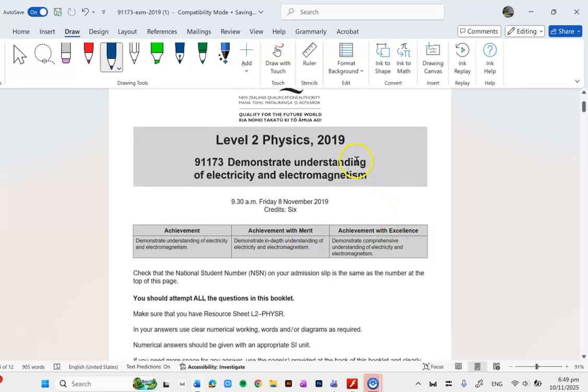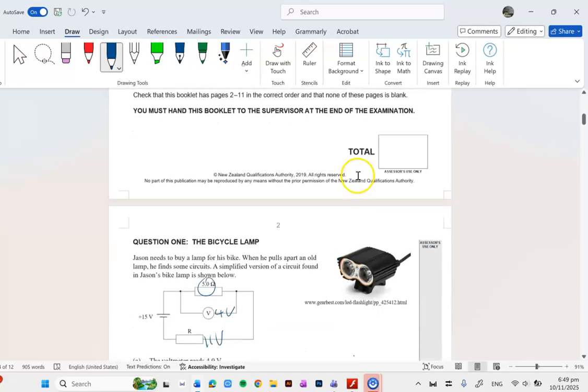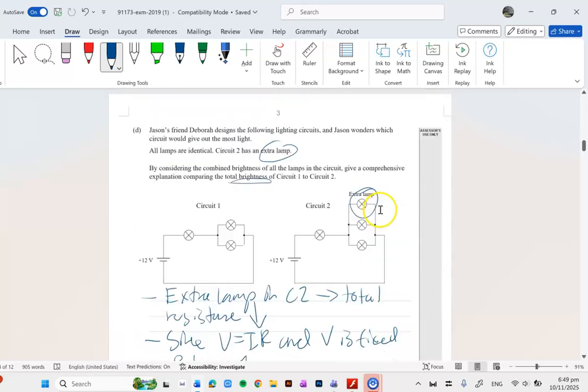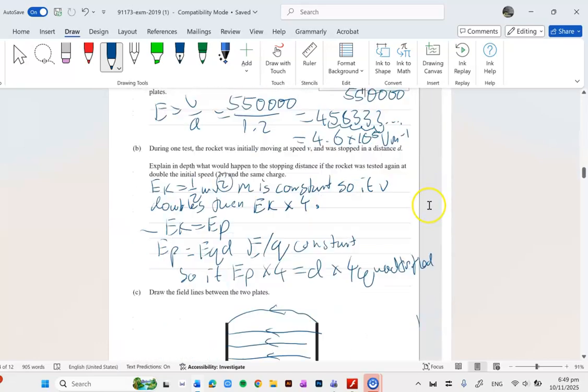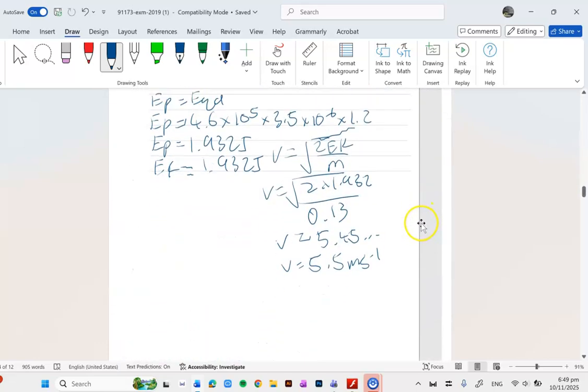I think this paper was actually really easy compared to the other papers that I've done. I think this is a very easy paper. Very basic, repetitive questions that pop up a lot.